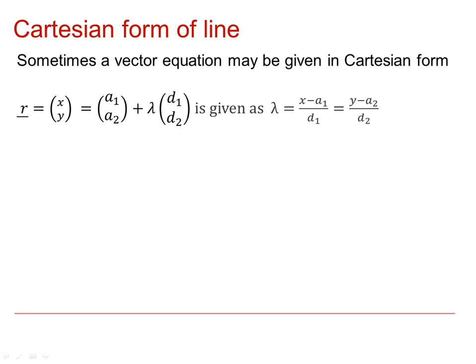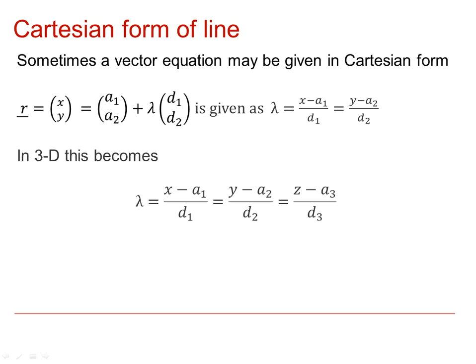In three dimensions, exactly the same thing can be done, and this time we get x minus a1 over d1 equals y minus a2 over d2 equal to z minus a3 over d3. The equation is normally given without the lambda equals, that's an implied thing.